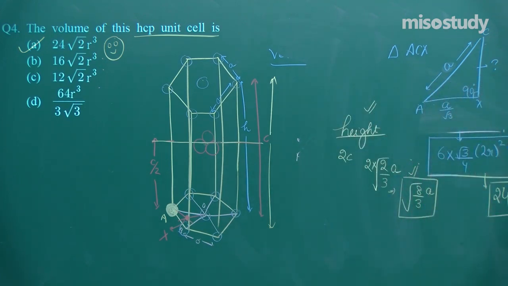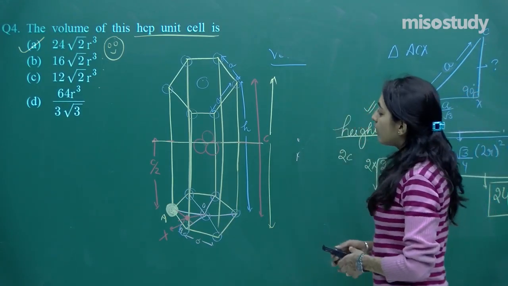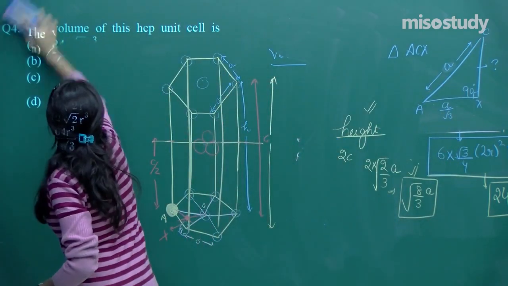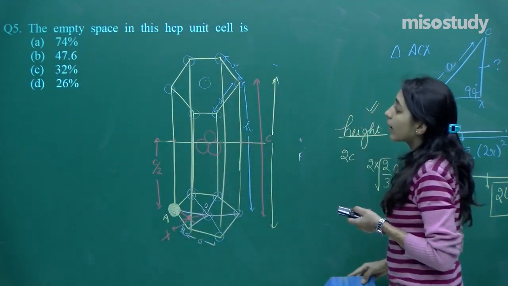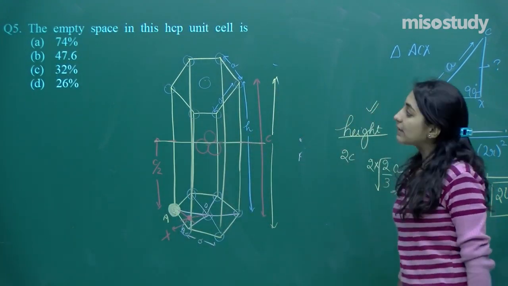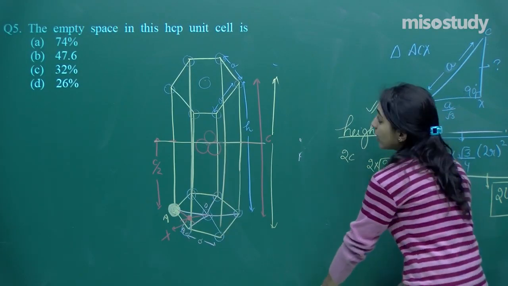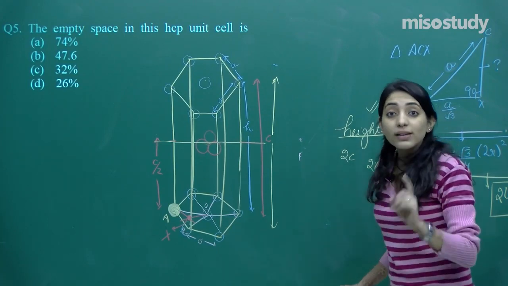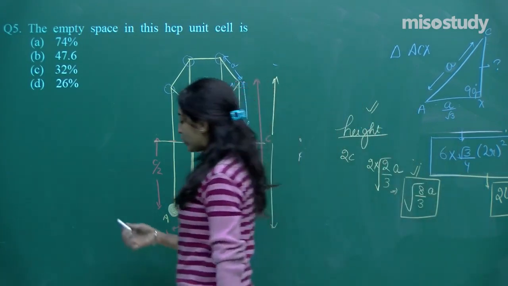Having done with this particular thing, let me now move on to the next question. I do not want to rub anything on the board since the 5th question is also the paragraph question. And the question is, what is the empty space in this hexagonal closed packed unit cell? So we need to calculate not the efficiency but the empty space. But this is a direct question, right?